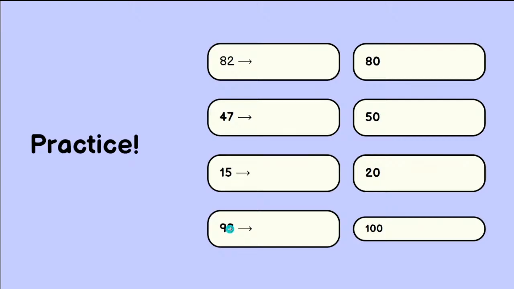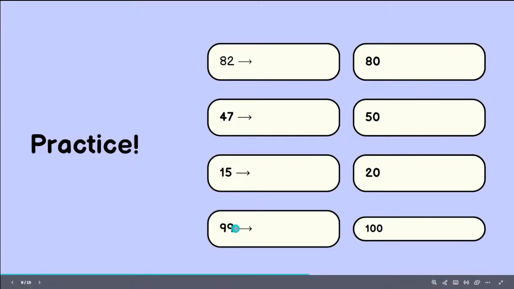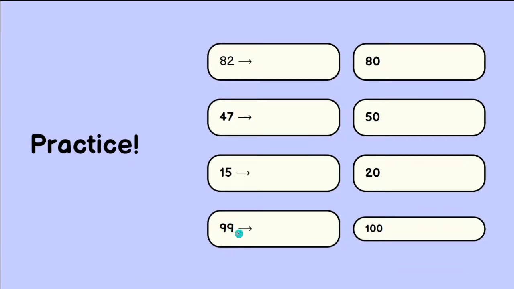Now we have 99. This one's a little bit tricky. So we have 9 in the tens place and 9 in the ones place. So that means we have to round up. So when we round up, we have to make the ones place 0, and then if we add 1 to 9, it becomes 10. So now we have a 10 in the tens place, and a 10 in the tens place also means 1 in the 100s place. So we get 100.